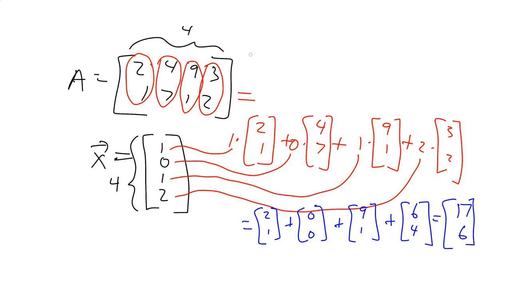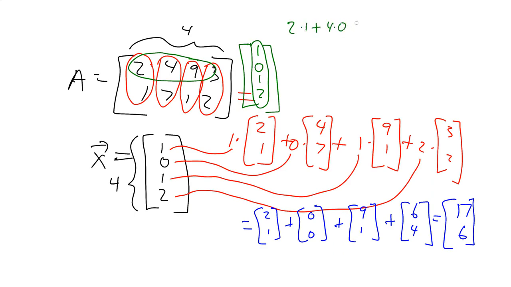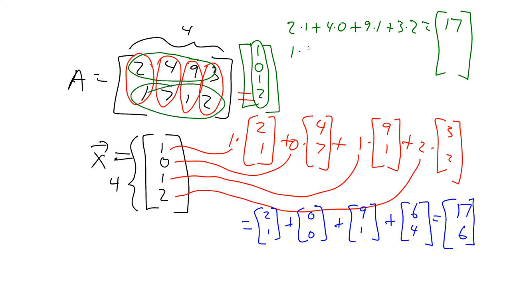Now, let's see if we get that if we actually do the multiplication the way we learned how to crank it out, right? So we're now going to take this row, dot producted with the vector, and so I'm going to get 2 times 1 plus 4 times 0 plus 9 times 1 plus 3 times 2. If you add that up, you get 17. And that's going to be the first element in my answer. And then secondly, if I dot product here, I'm going to get 1 times 1 plus 7 times 0 plus 1 times 1 plus 2 times 2. And that's going to end up giving me 6 there, right? And so clearly we do get the right answer.